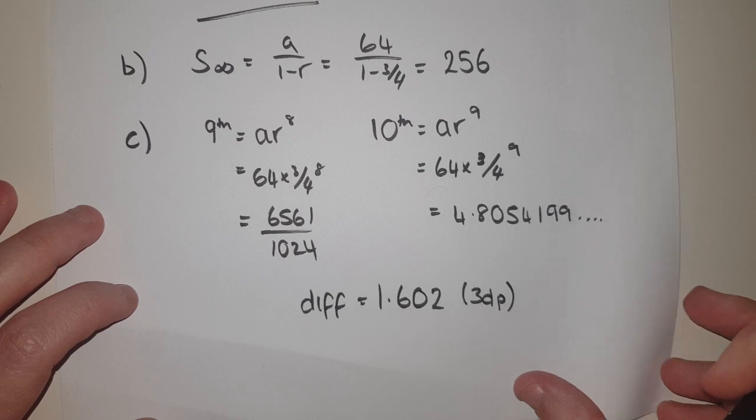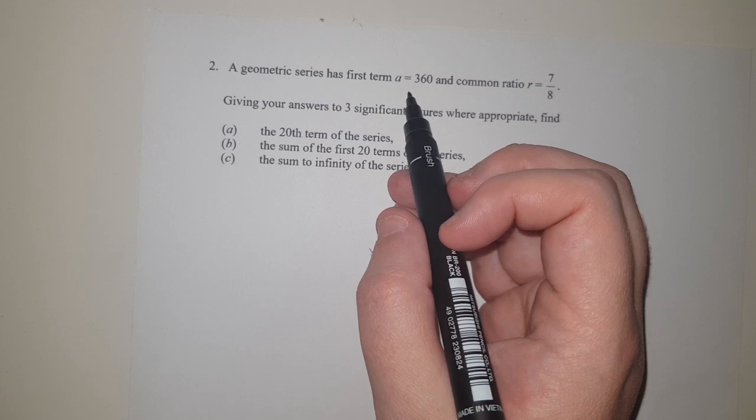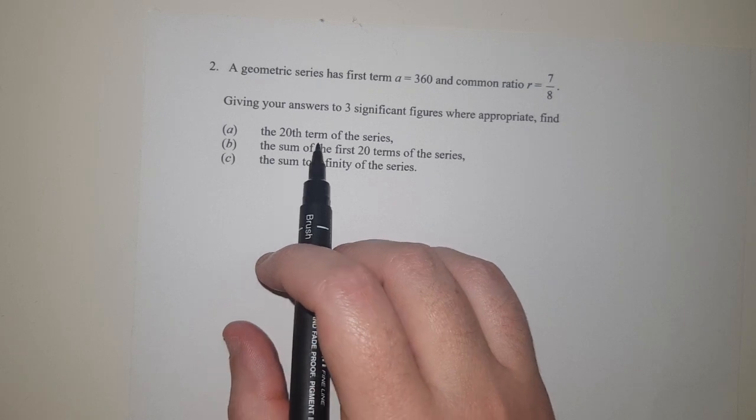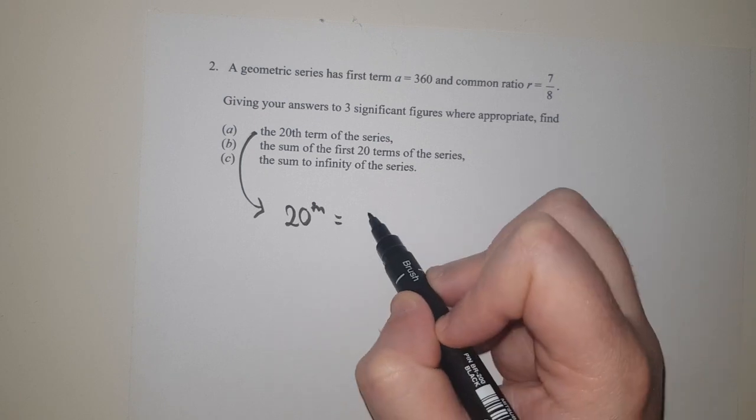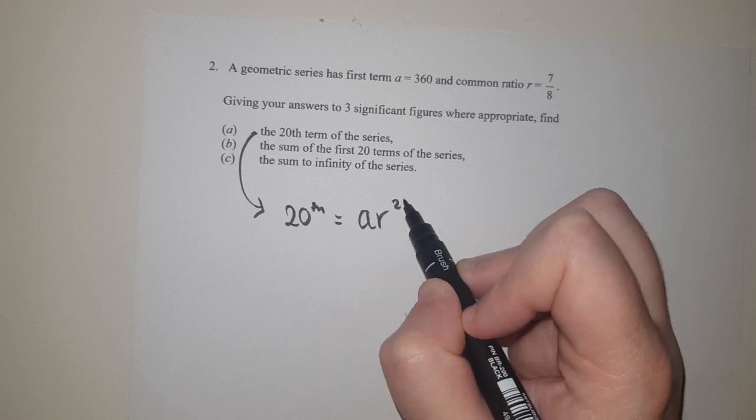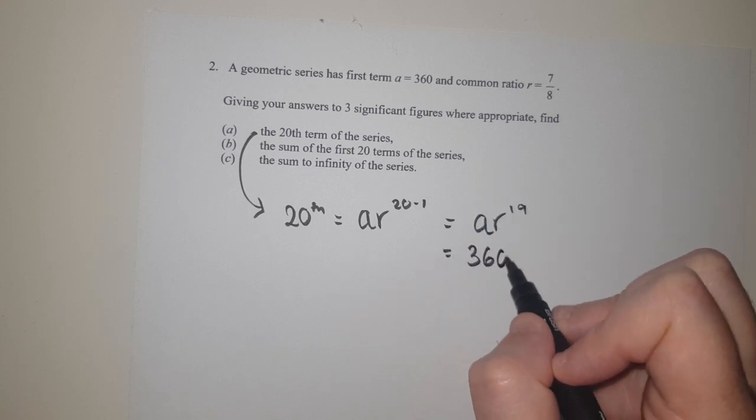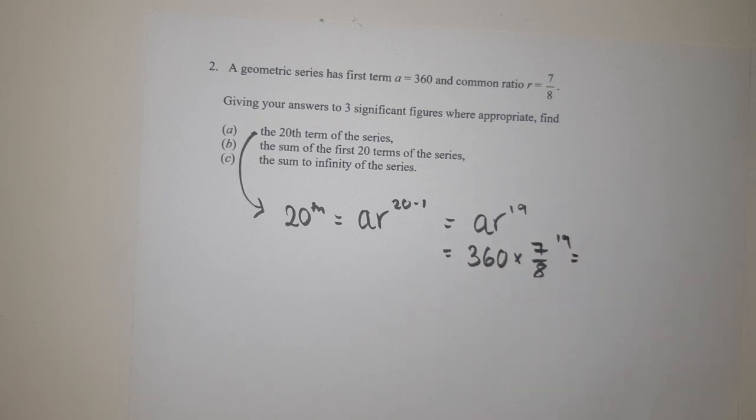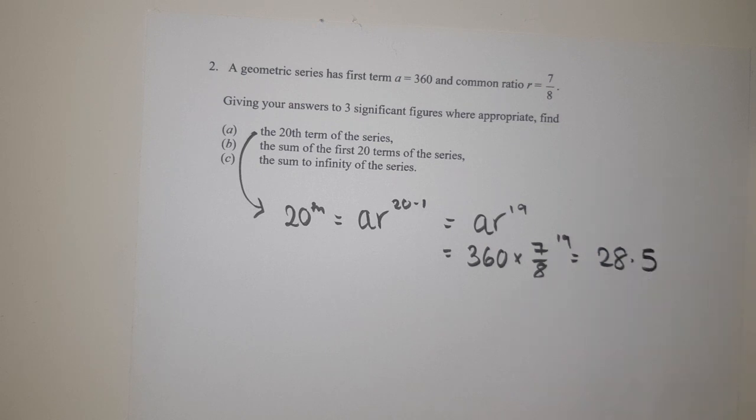And that's it. So if we look at the second question, you've got a geometric series with a first term a, which is 360, and a common ratio of 7/8, giving your answer to 3 significant figures where appropriate. Find the 20th term of the sequence. So remember, 20th term means we're using the general term in a sequence, ar to the 20 minus 1, so you're doing ar to the power of 19. In our case, that is 360 times 7/8 to the power of 19. That gives us, to 3 significant figures, 28.5.